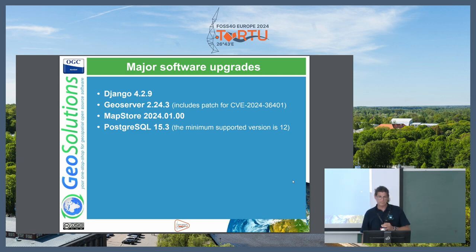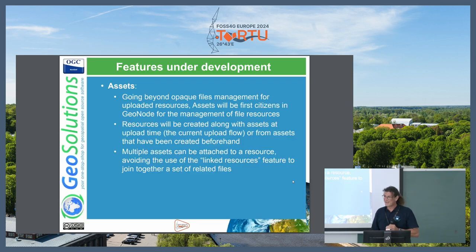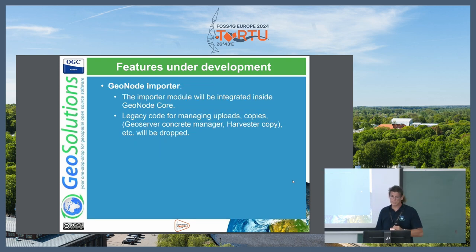Then we have some major upgrades. Important is the patch for GeoServer, and we're going to split how the internal files are handled. Now the files do not have a name, they are only associated to resources. They will have their own instance and will be handled as objects. Also, it will be possible to upload 3D tiles objects, that will be catalogable objects inside GeoNode in order to be shown in the map viewer.